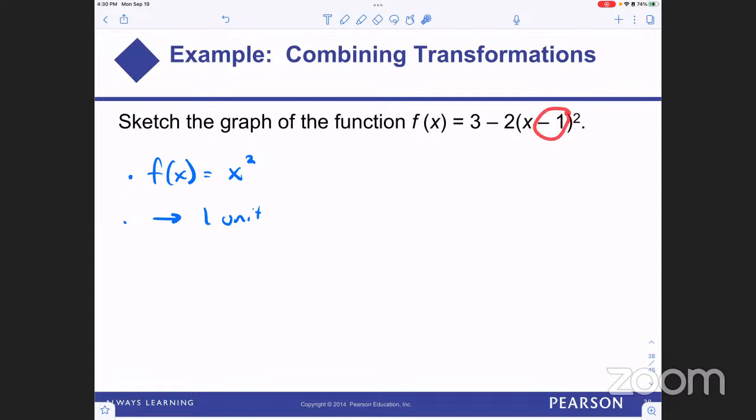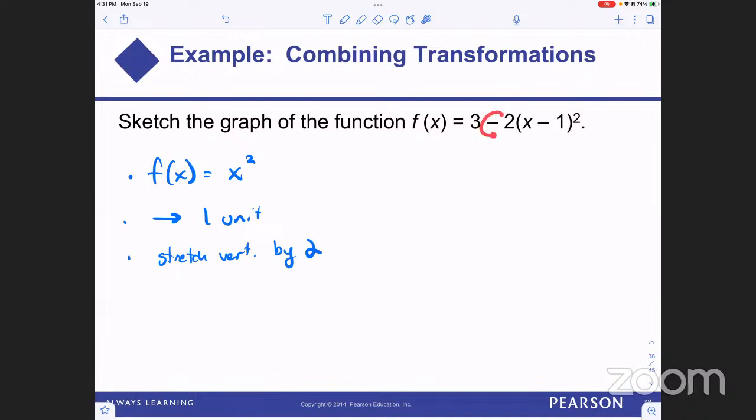So this -1 had us go to the right 1 unit. Working our way from the inside to the out, next we're going to consider this 2. I know it's -2, but we're just going to look at the 2 for right now. So we multiplied the outside of our basic function by 2. That's like multiplying the y values by 2, so that's going to cause a vertical stretch by a factor of 2.